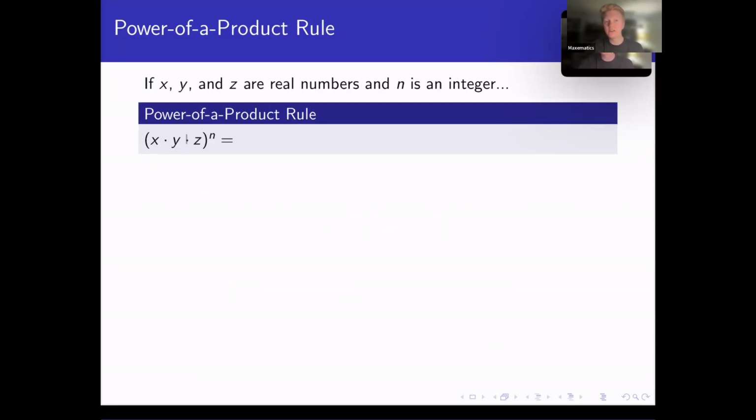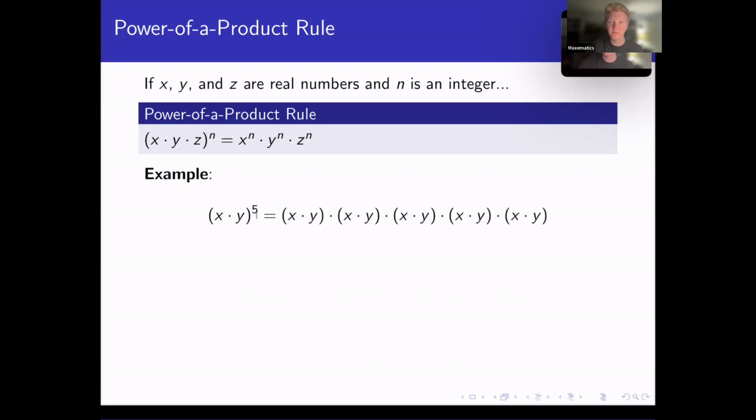Power of a product, so a little bit more proof as to why we're allowed to distribute across multiplication. x to the n times y to the n times z to the n. So again, kind of the rule that we had in P1. And some proof, x times y to the 5th says x times y times x times y times x times y times x times y times x times y, 5 times.